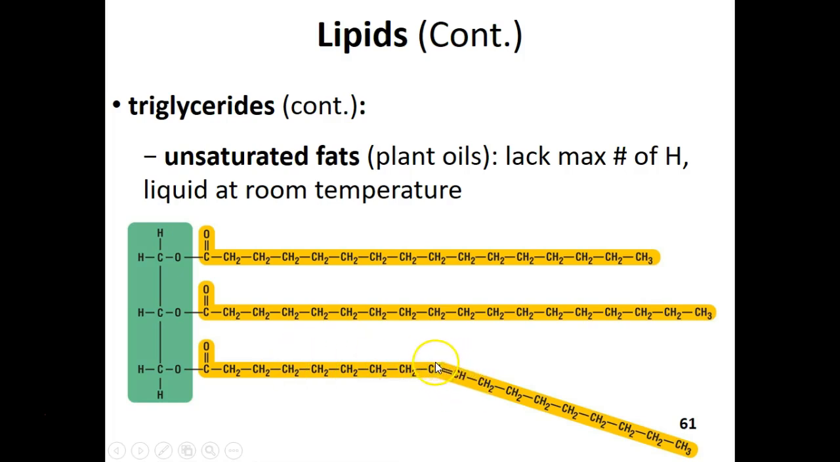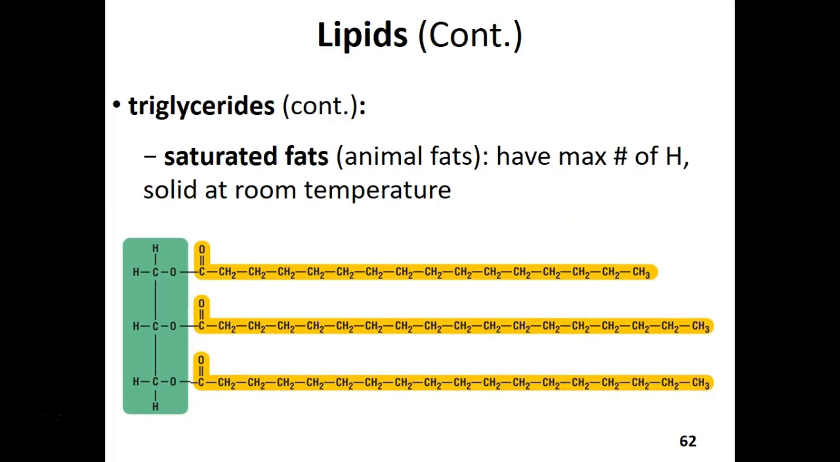They tend to have double bonds in the fatty acid chains. And so this would be considered an unsaturated fat, whereas triglycerides in animal form tend to be saturated. And so when they're saturated, they tend to be solid at room temperature.